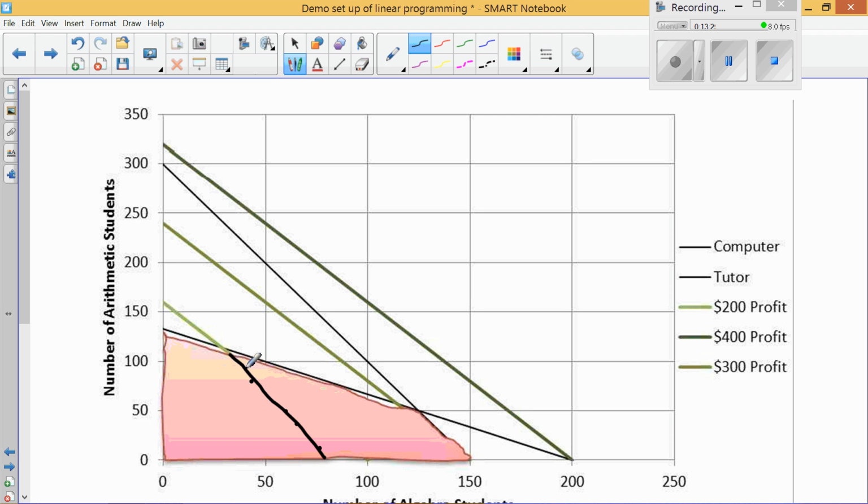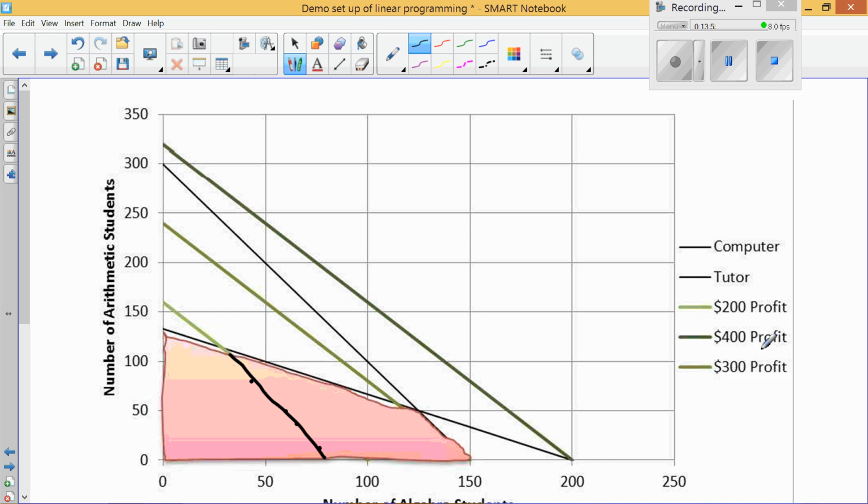So any combination of students on this line would give us a profit of $200, and we can do better for our business. This profit isoline here is $400, and we can see we basically would need to expand our business, expand our constraints if we're going to get a profit of $400. It's just not feasible because none of our feasible points, because of the constraints, can reach this profit isoline. That's probably the best way to say it.